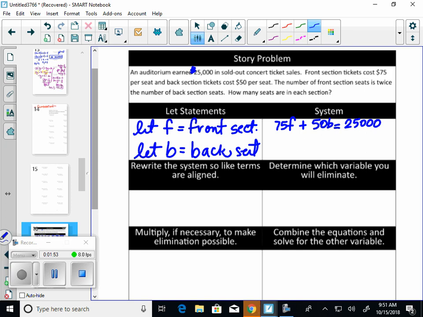Now, the number of front section seats is twice the number of back section seats. Twice means multiply by 2. So what do I need to multiply by 2? It says that the number of front section seats is an equal sign. So that means that F is what? It is the number of back section seats twice. So 2B.